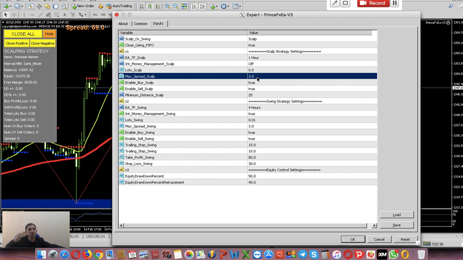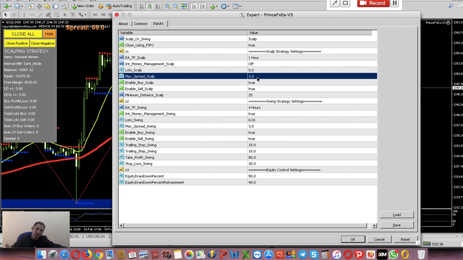If the spread is 3.5, you must not use 3.5 here, take at least 4. If the spread is 4, for any currency pair make it 5, maybe 5. If you see the spread on EURUSD is 1.8, keep it on 2.5, and always keep a margin of 1 pip.